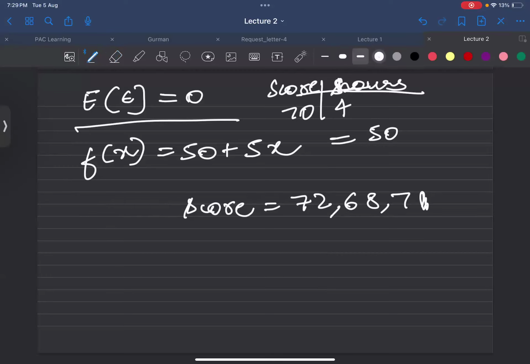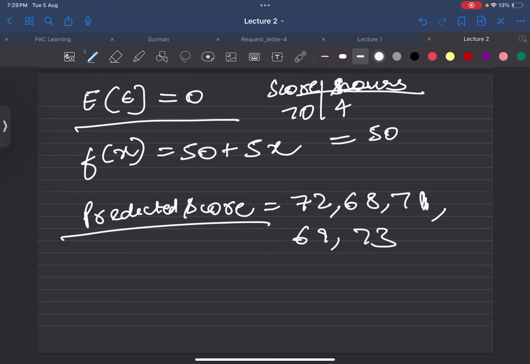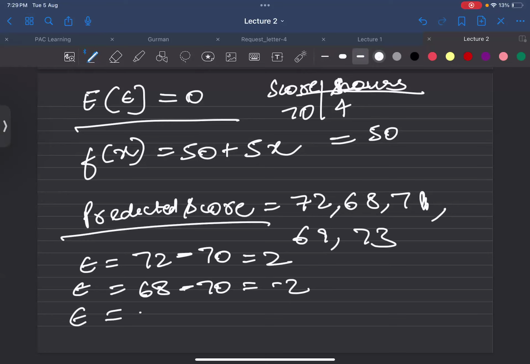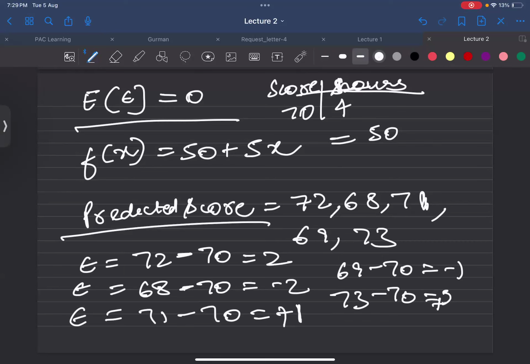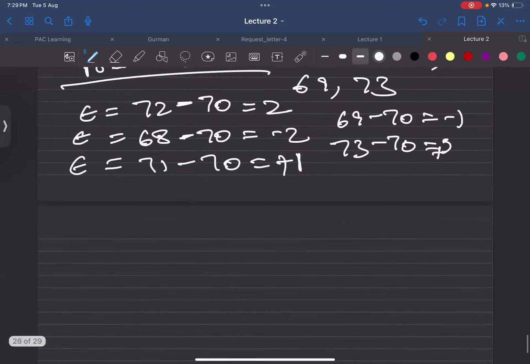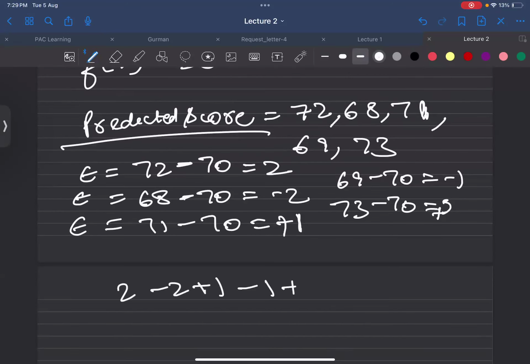And what is the predicted score? What is the epsilon here, the noise? 72 minus 70, that is 2. Here, 68 minus 70, that is minus 2. Here, 71 minus 70, that is plus 1. Here, 69 minus 70, that is minus 1. Here, 73 minus 70, that is plus 3. So on average, what is the error here? 2 minus 2 plus 1 minus 1 plus 3.